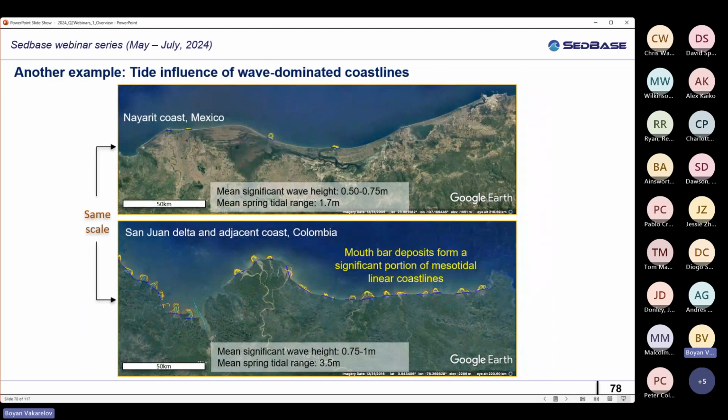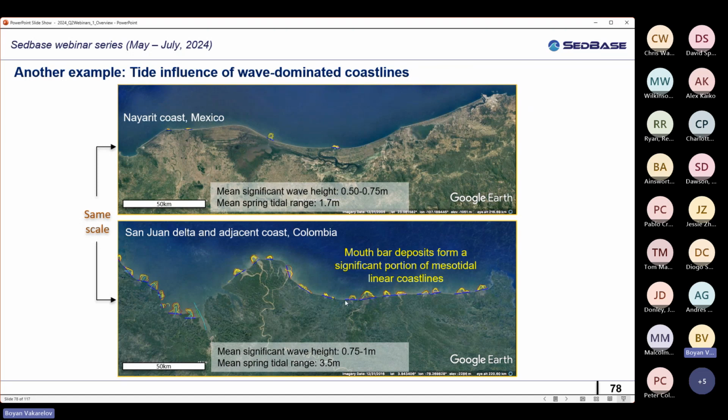Now, the example that I just gave you was on regional scale, but exactly the same thing happens on more local scale. In this case, we're looking at two wave-dominated coastlines. This is the Nayarit coastline in Mexico. This is the most famous modern strand plane analog in the world. This is an example from the Pacific coast of Colombia. In both cases, the shoreline is straight, so everybody would call those things wave-dominated.